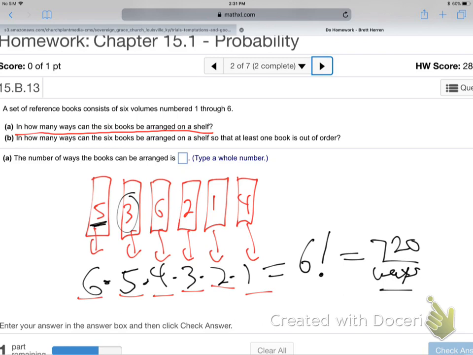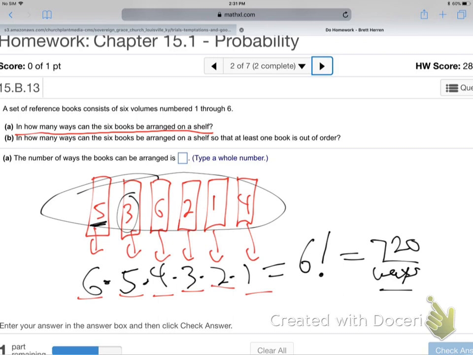Let me bring everybody to that point. What are they saying? In how many ways can the 6 books be arranged on a shelf so that at least one is out of order? Now, what are we talking about? At least one. You've got to really get what they're saying. Think about it. If I put the books on the shelf in this order, is at least one book out of order? Well, yeah, lots of books are out of order.